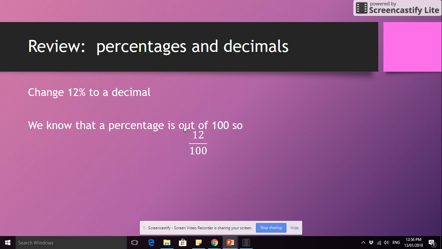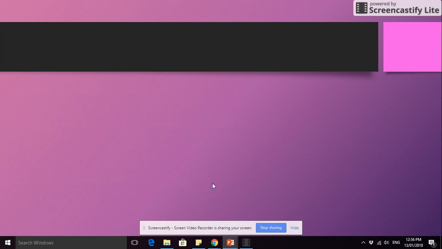Now, if you've got to change that to a decimal, use your calculator. Make sure you've got your calculator on hand, and you go 12. This line means divided by, so you do 12 divided by 100, and your calculator should give you, and I want you to have a look on it, 0.12. All right, I want you to do that now for me.